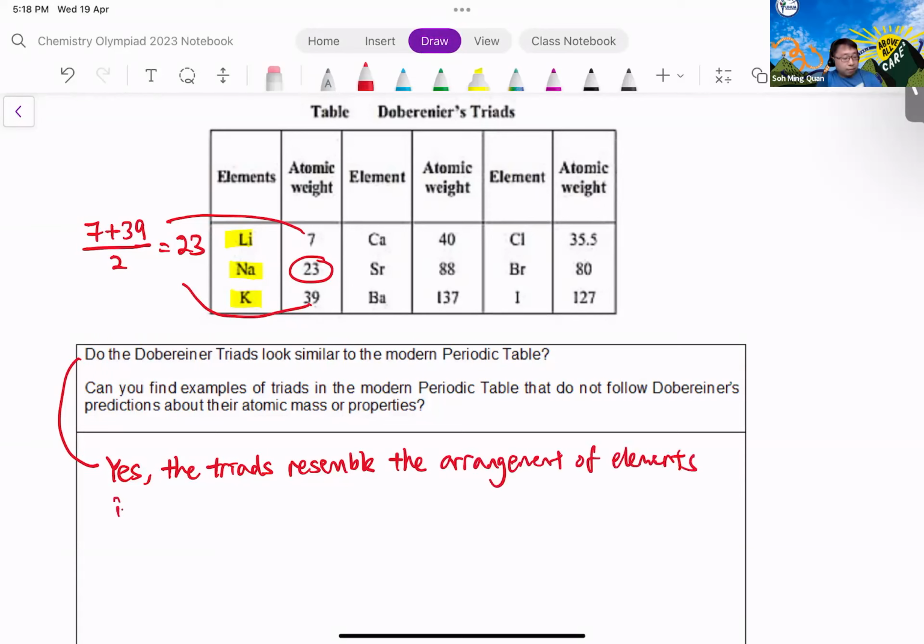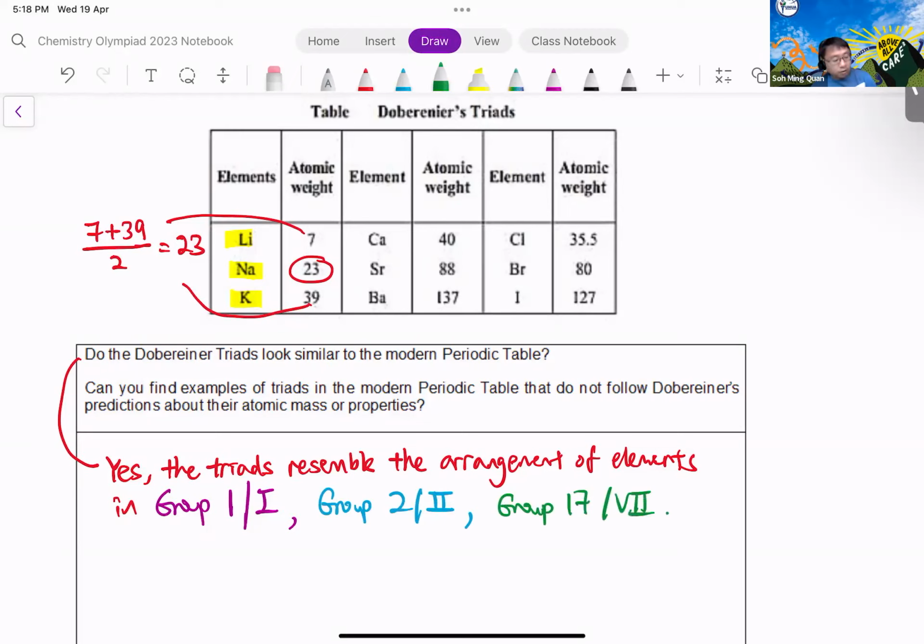Specifically, groups what? Okay, so firstly, we have group 1. Okay, so I have to write the group numbers in 2 ways. For the older syllabus, we use Roman numerals. For the new syllabus, the Sec 3s you are doing, you're just using numbers. So group 1, all right? Moreover, besides group 1, calcium, strontium, barium, they are found in group 2. Finally, chlorine, bromine, iodine, they are found in group 17 or group 7, okay?